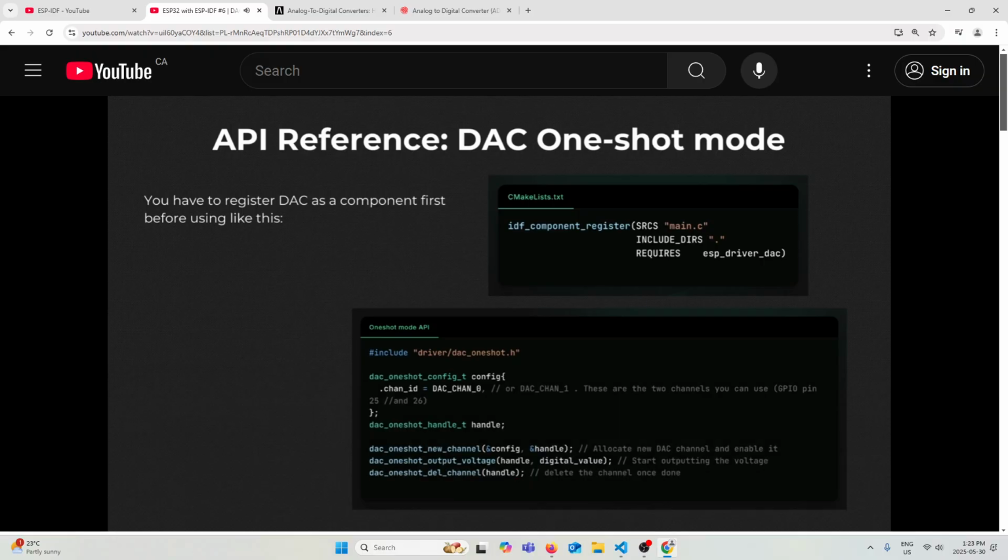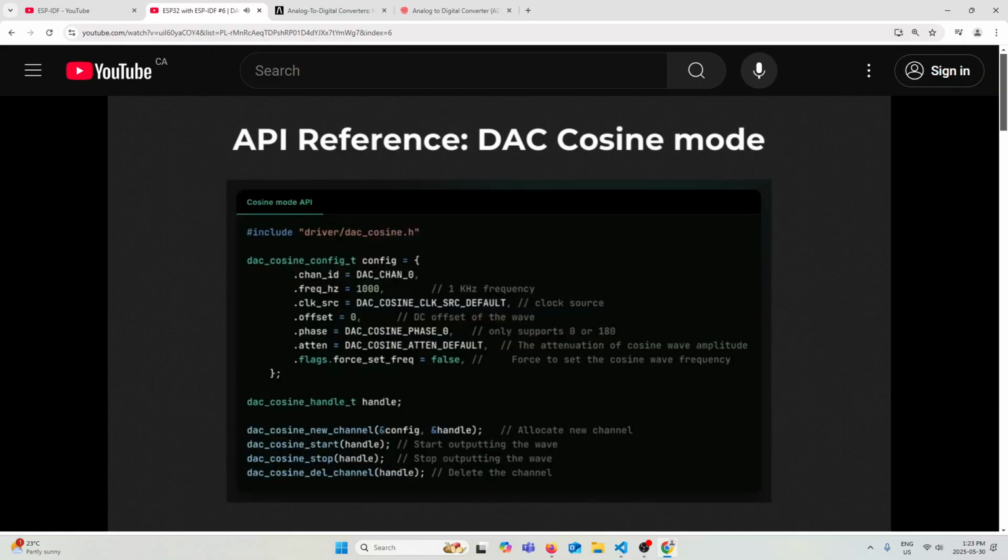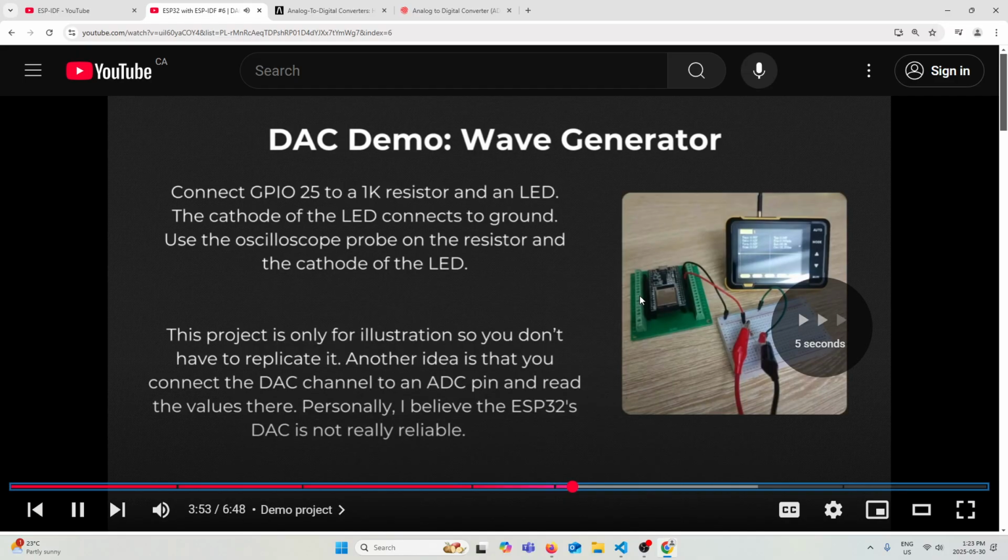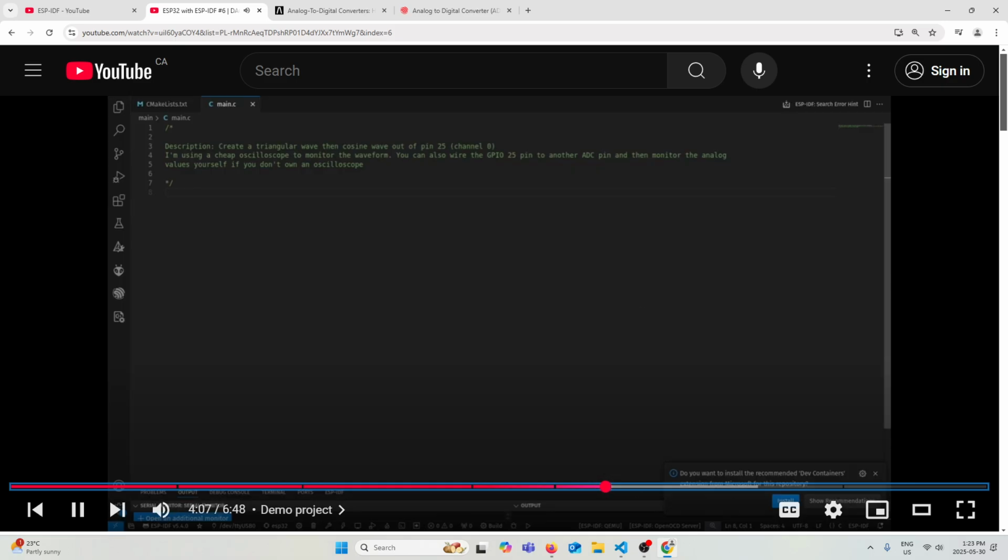But for cosine mode, you have to specify more parameters in the configuration, such as frequency, a minimum of 130 Hz and should not be more than 200 kHz. Clock source. So use a chicken so you don't have to replicate this.